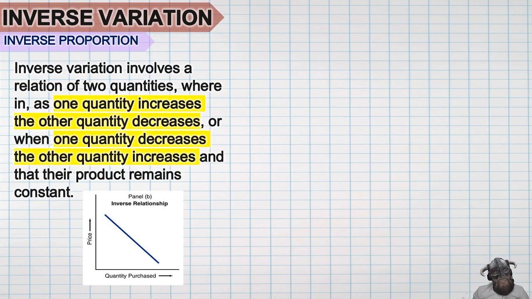Medyo kakaiba 'to compared dun sa direct variation kasi ito baliktad. As one quantity tumataas, yung isang quantity bumababa. Just to give you an overview, there's an example here that discusses the price and the quantity purchased. Kung titignan mo diyan, habang tumataas daw yung quantity, yung price bumababa. So ano yung magandang example nito?